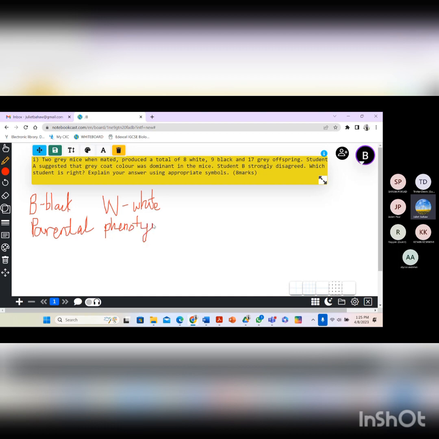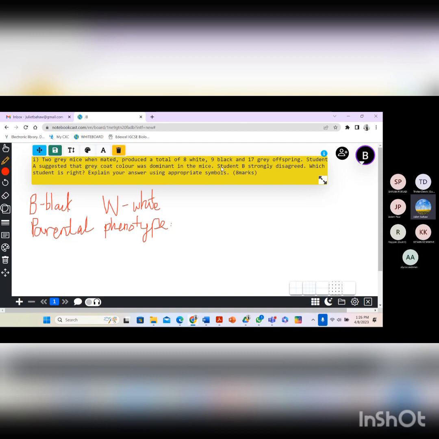Now remember, the word phenotype means the visible or the physical characteristic. This question, if you read it again, they are telling you 2 gray mice mated. So they're already telling you the color of the parent, right? When the gray mice mated, what the offspring is going to inherit. So some of the mice will be white, some will be black, some will be gray. Now the question is stating student A suggested that gray coat color was dominant in the mice.